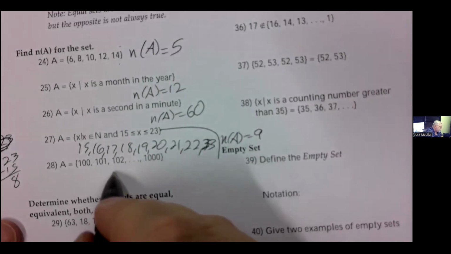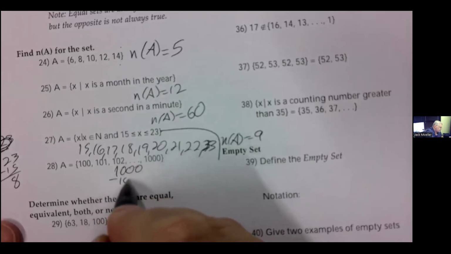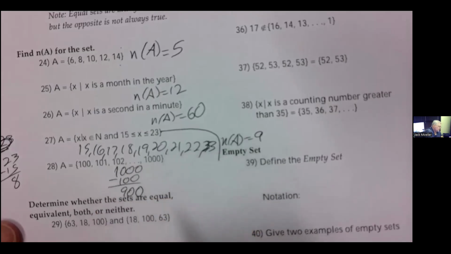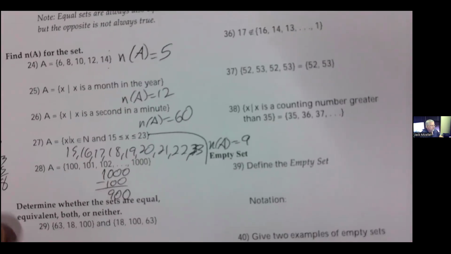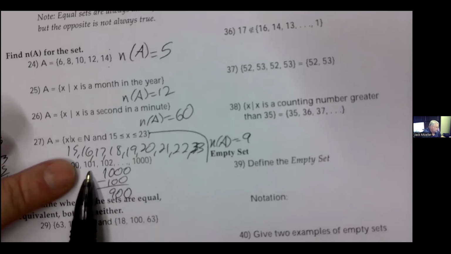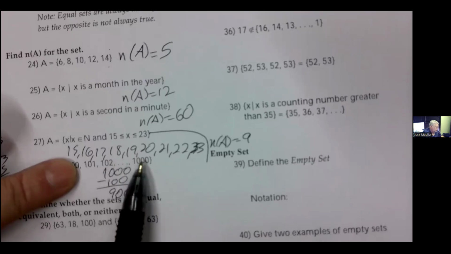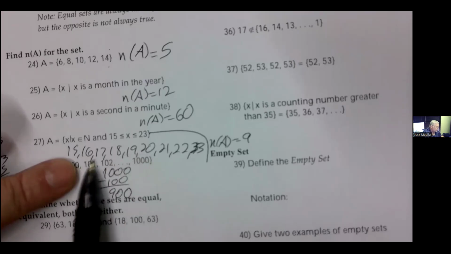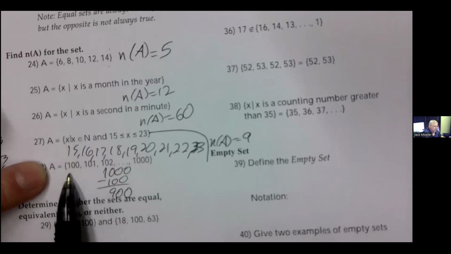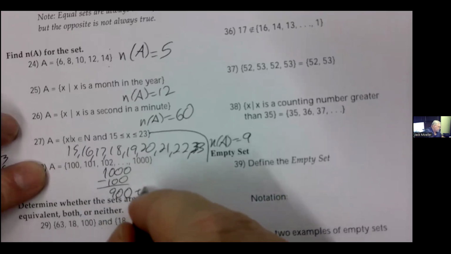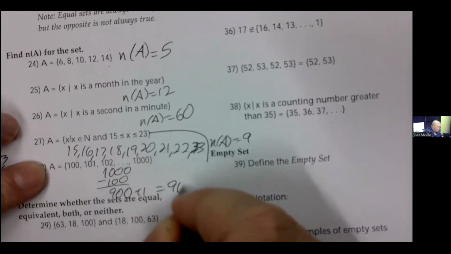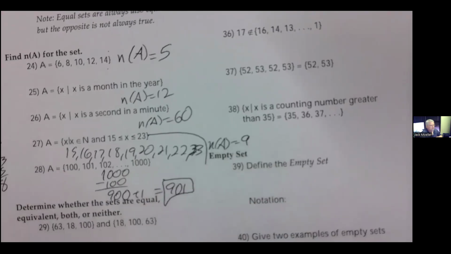Well, if you subtract 1,000 minus 100, it's going to give you 900. So if you try to say there's 900 elements, well, look at it this way. Let's say we start at 101. Well, that's 1, and then 2, and then 3. So there are 900 elements right there, but then you have the 100 as well. There are actually 901 elements in that set.